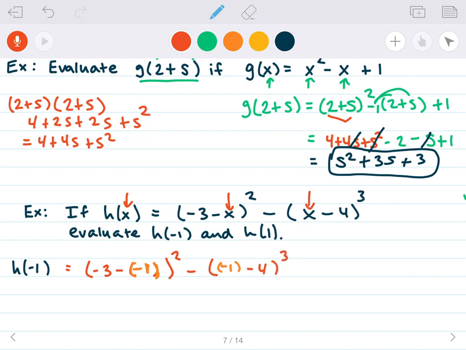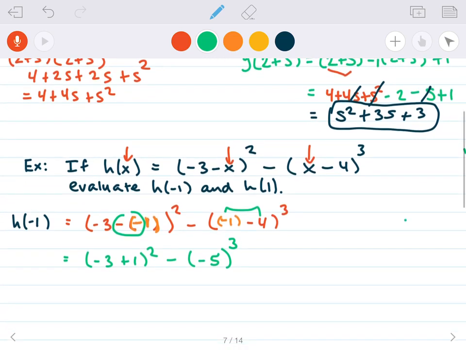Okay. Alright, so let's do order of operations. We're doing inside the parentheses first. Okay, these double negatives next to each other make a positive. So this becomes -3 plus 1 squared. Minus, okay, let's do in the parentheses right here. -1 minus 4 is -5 to the third. Okay, now PEMDAS says do parentheses first. So I'll simplify this guy. This is -2 squared minus -5 to the third.